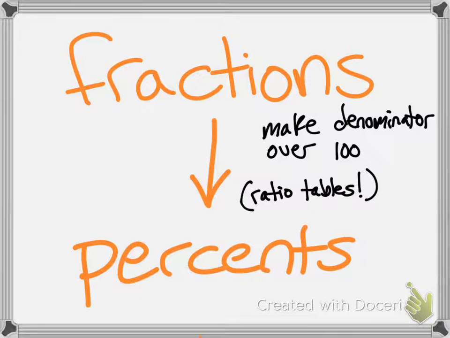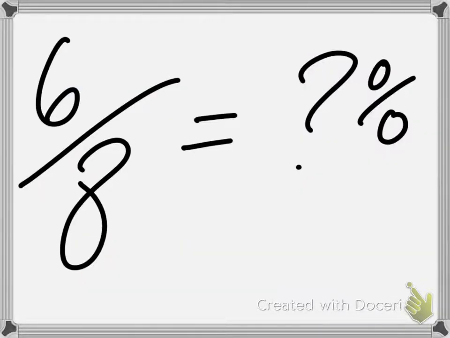Okay. But here's the next part. To go from fractions to percents, you need to make the denominator 100. Technically not make the denominator over 100, but you need to make the denominator 100. That's what I really want. This is just using ratio tables. Just like we did before, we're going to be using ratio tables. So let's look at this for an example.